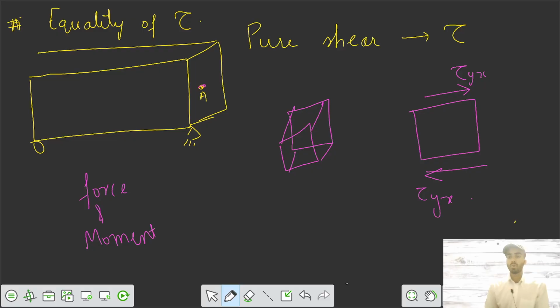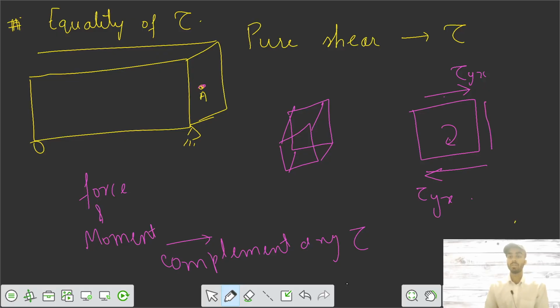But because of these two, the element is rotating in clockwise direction, so it's not a good thing in civil engineering if something rotates. So there should be some forces that are stabilizing this element. So from the moment equilibrium, we say that the complementary shear stresses are acting, and we have studied how to represent those and their sign convention.